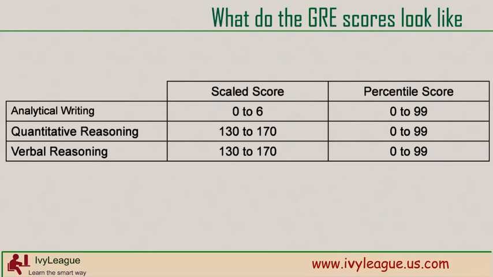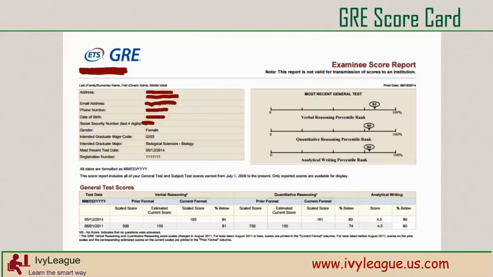You get 6 scores on the GRE: a scaled score on analytical writing assessment in the range of 0 to 6 and a percentile score in the range of 0 to 99; a scaled score on quantitative reasoning in the range of 130 to 170 and a percentile score in the range of 0 to 99; and a scaled score on verbal reasoning in the range of 130 to 170 and a percentile score in the range of 0 to 99. This is a sample of what the GRE scorecard would look like. It has a graphical representation of percentile status and the numerical scores.